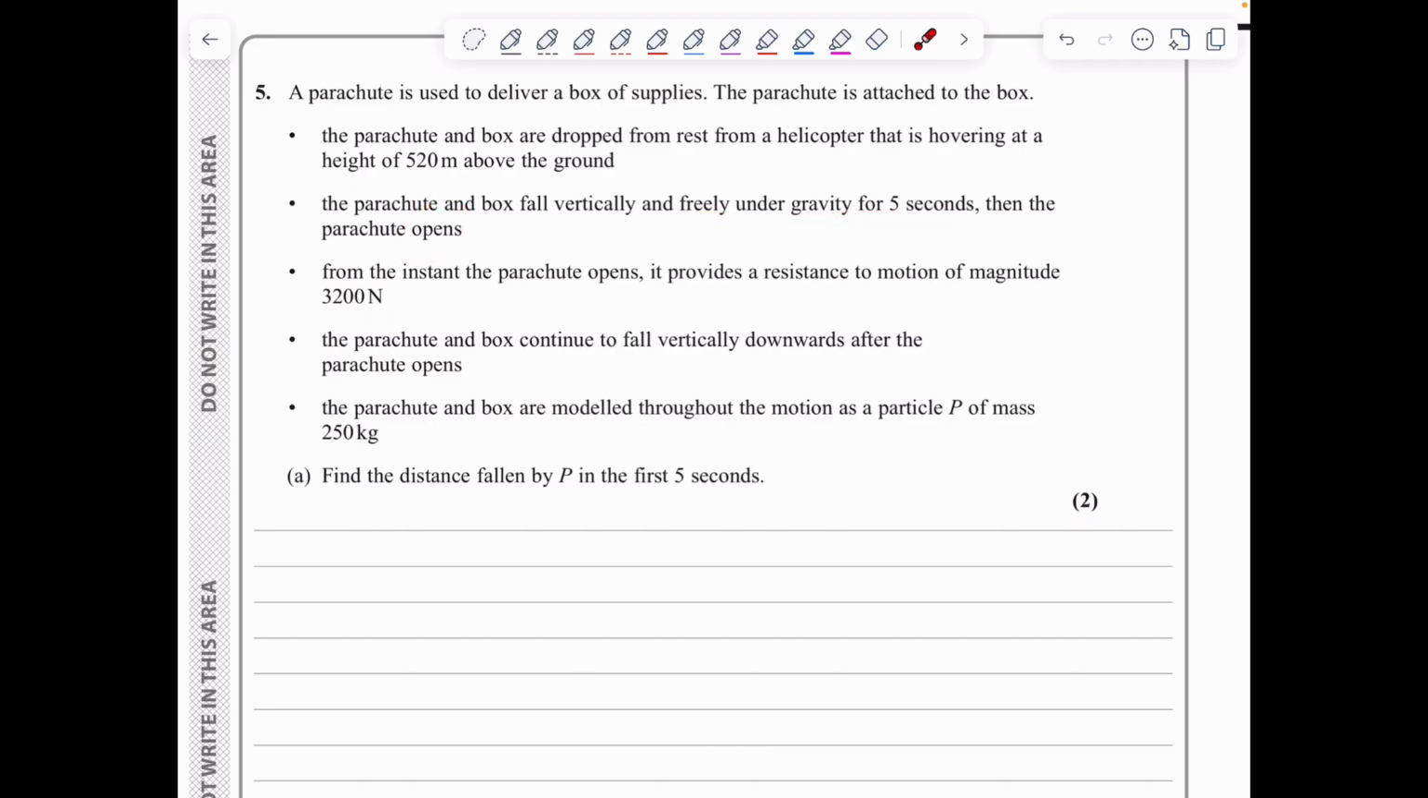From the instant the parachute opens, it provides a resistance to motion of magnitude 3,200 newtons, and the parachute and the box continue to fall vertically downwards after the parachute opens. We are modeling the parachute and the box throughout the motion as a particle P of mass 250 kilograms, and in part A we need to find the distance fallen by P in the first 5 seconds.